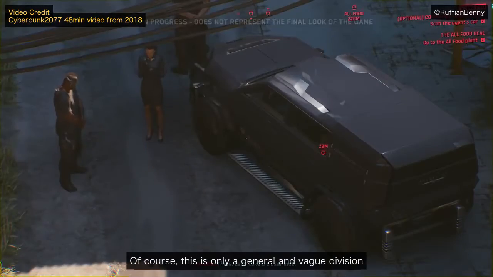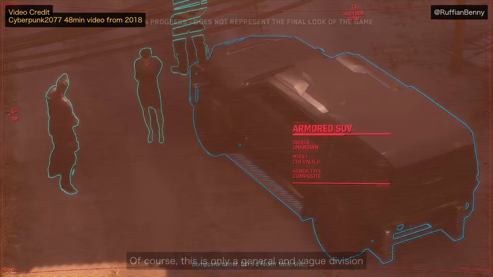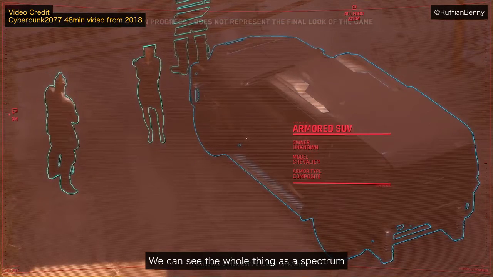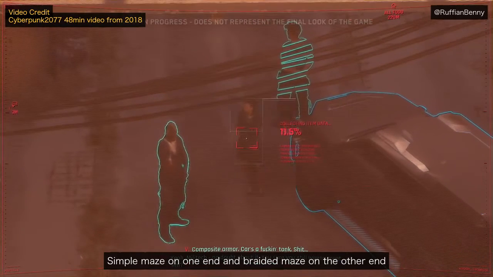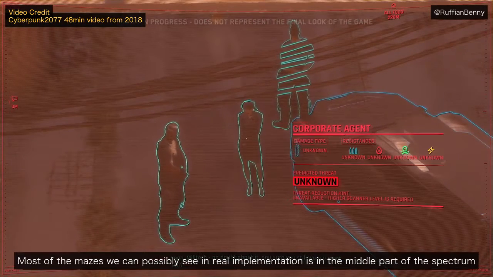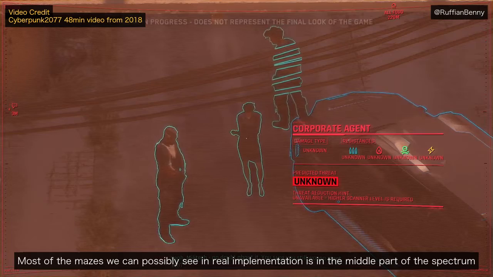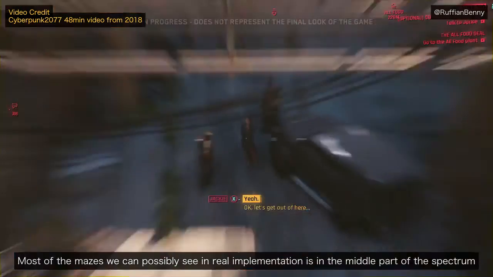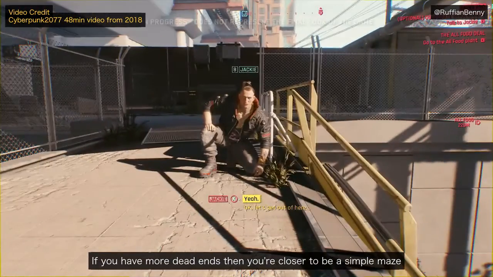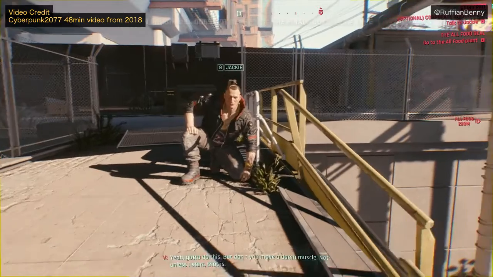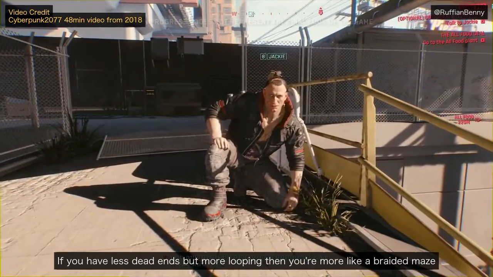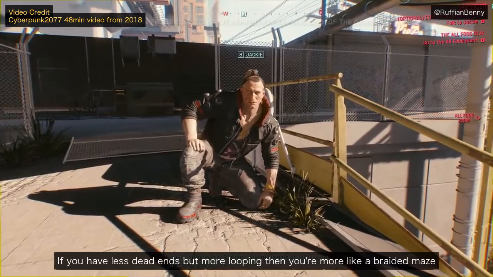Of course, this is only a general and vague division. We can see the whole scene as a spectrum, with simple maze on one end and braided maze on the other end. Most of the mazes we can possibly see in real implementations are in the middle part of the spectrum. If you have more dead ends, then you are closer to a simple maze. If you have fewer dead ends but more loops, then you are more like a braided maze.